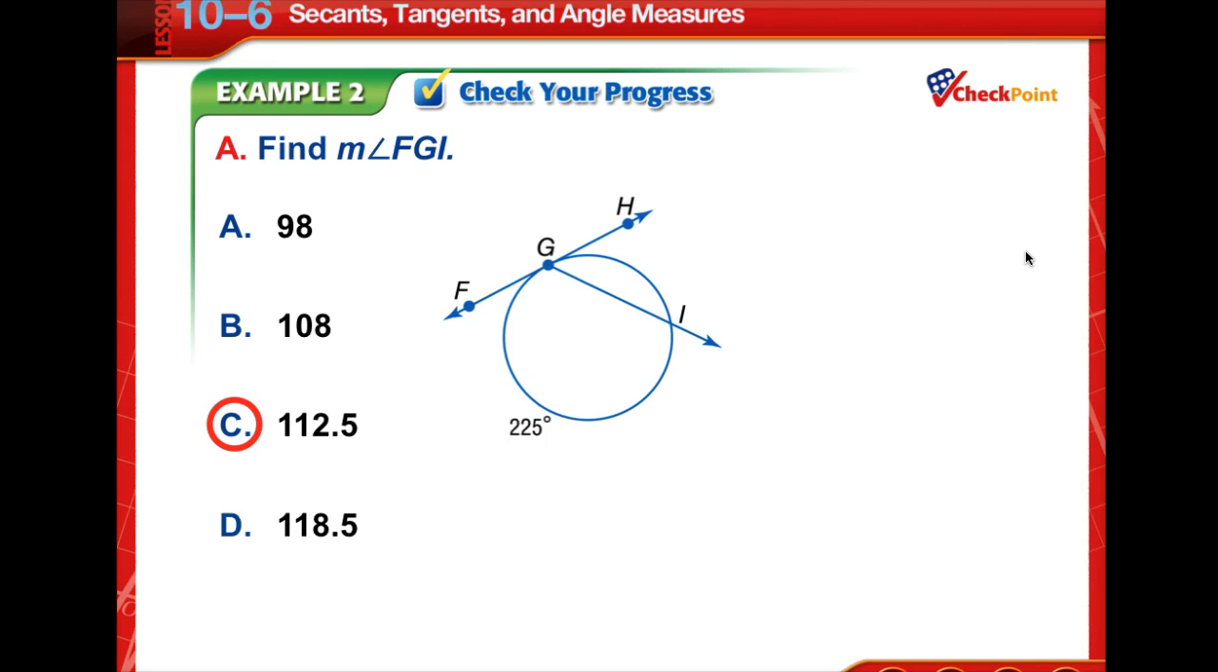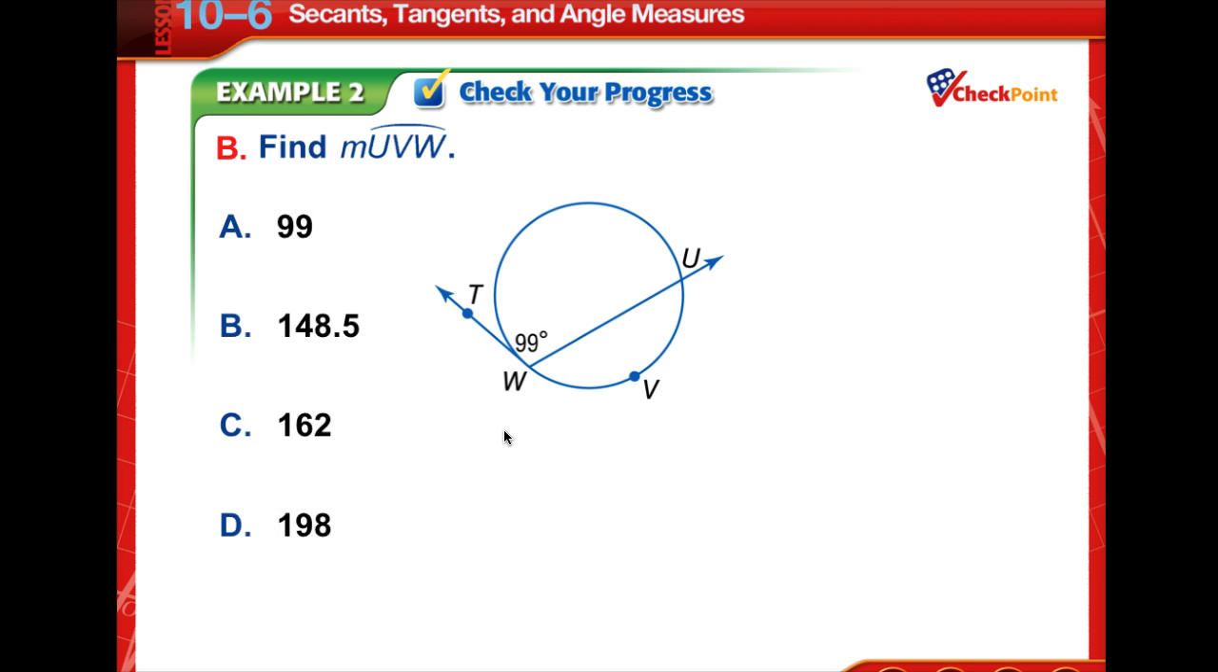So we know that the measurement of angle FGI is equal to 1/2 of the measurement of arc IG. So 1/2 of 225 is 112.5. Very good. Let's try another one. So pause the video, work the problem, then come back and check your answer.